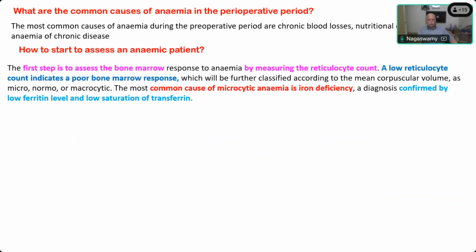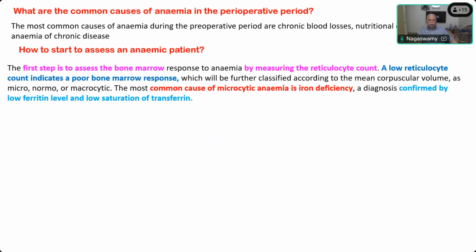Assess the anemia by measuring the reticulocyte count. So, which most of us we do not do. We just see a hemoglobin of 9 grams, you say the patient is anemic, unfit, improve the hemoglobin and send for review. That is the common comment we will write and send back. But if a physician is good enough, he should find out the reason for anemia, for which you have to first assess the reticulocyte count.